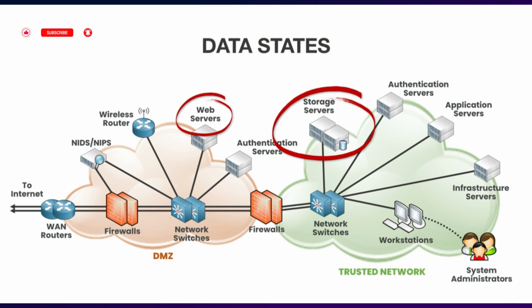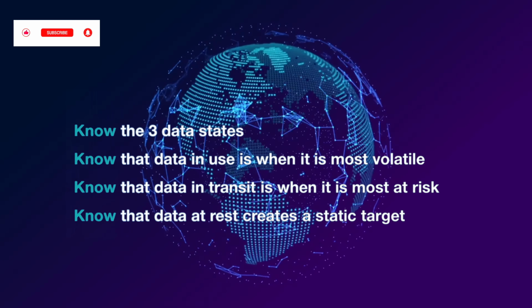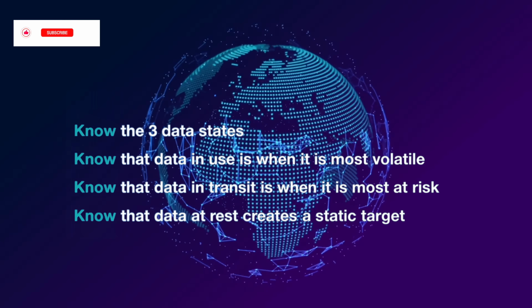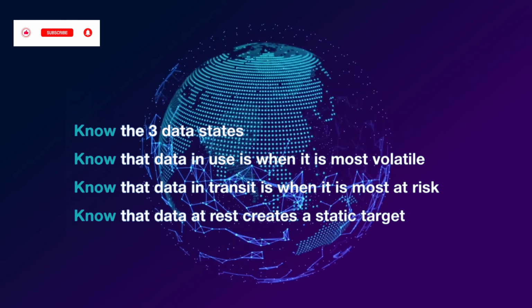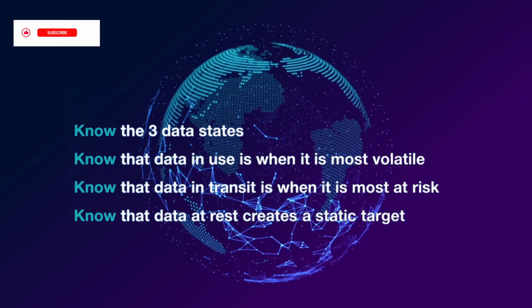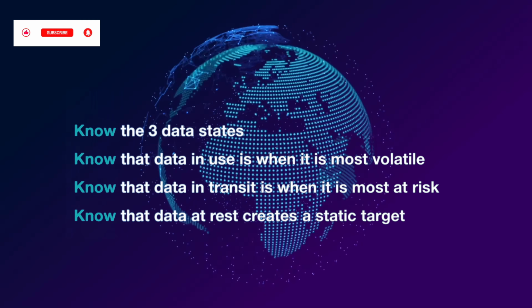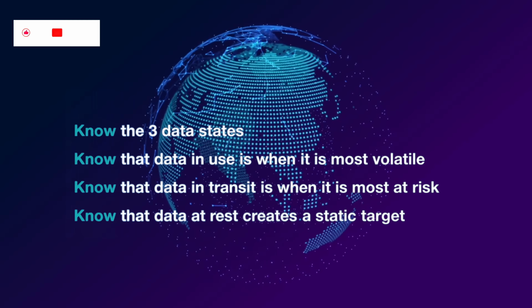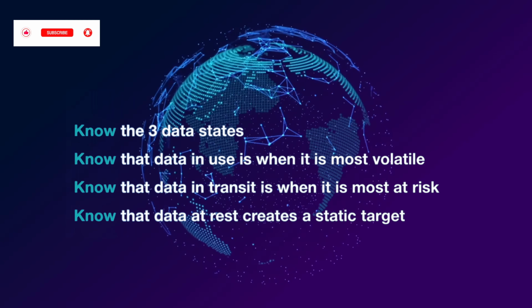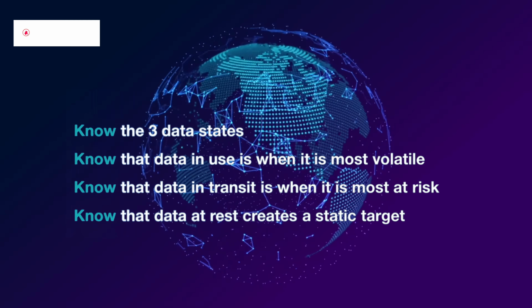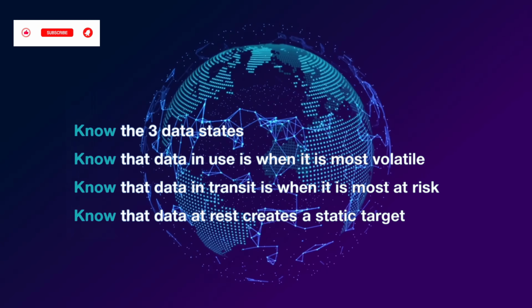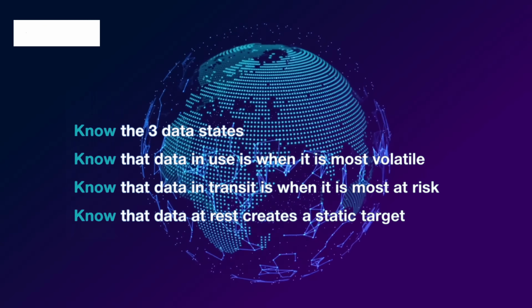As we go through this training, we are going to learn more and more about how to protect data in these various states using different mechanisms, different techniques, and so on. For now, I just wanted to cover the data states so that you understand them, and as we go through the training, you will start to put all the pieces together. The bottom line for this video is to know the three different states of data. Know that data in use is most volatile, know that data in transit is most at risk, and know that data at rest creates a static target.